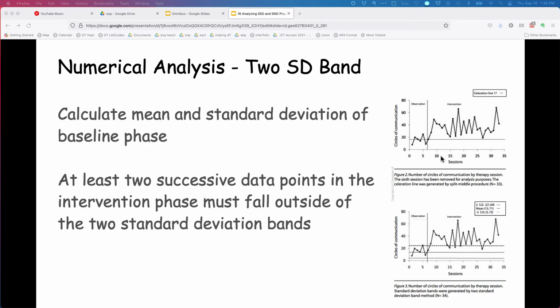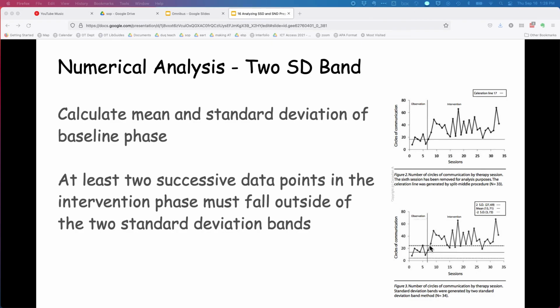Another approach that's fairly common is something called the two standard deviation band. And what you do there is within one phase, you calculate the mean and the standard deviation of the data, and then you plot lines for two standard deviations above and below the mean, and extend those lines into the next phase.